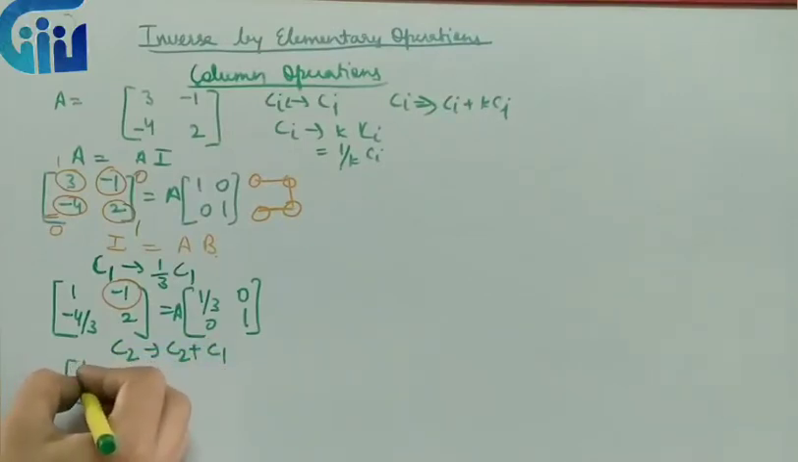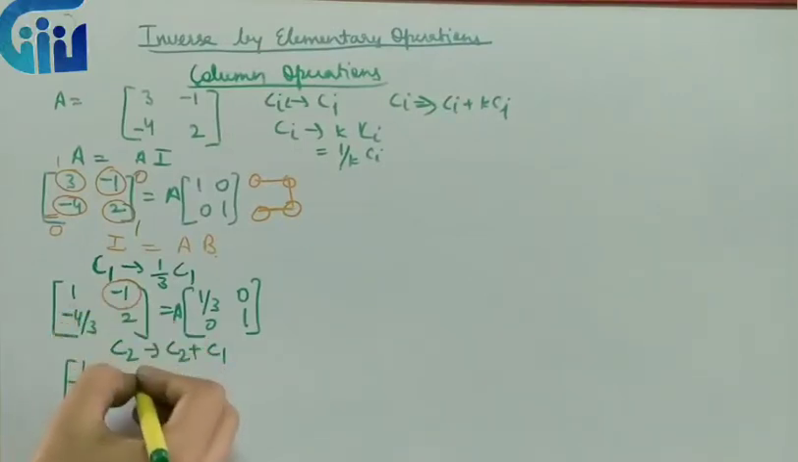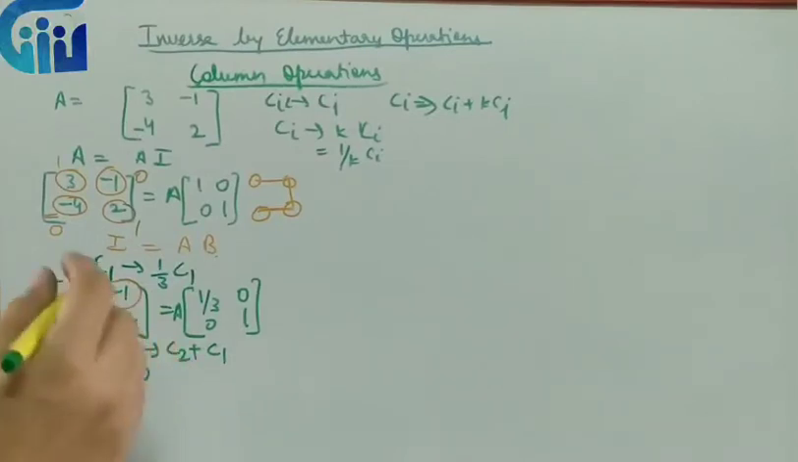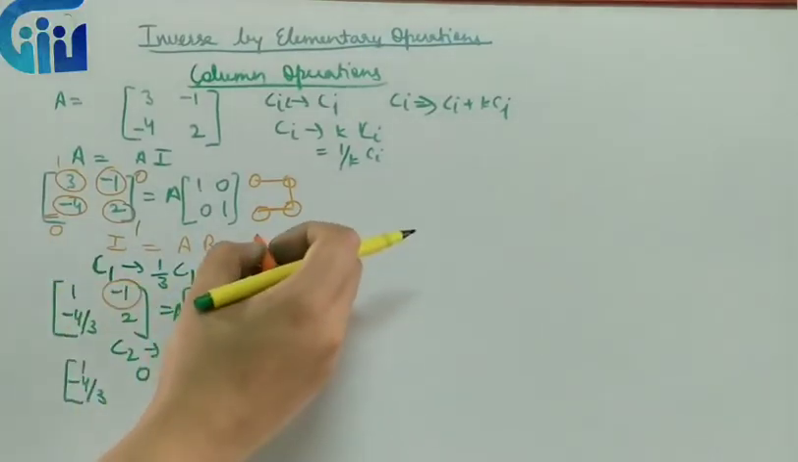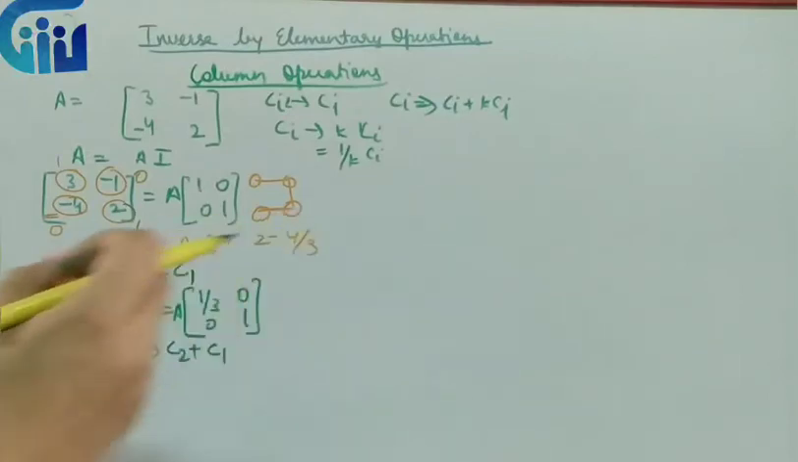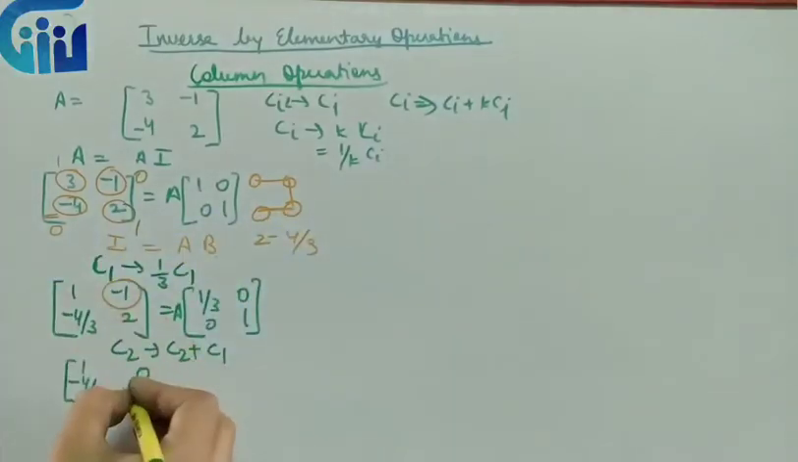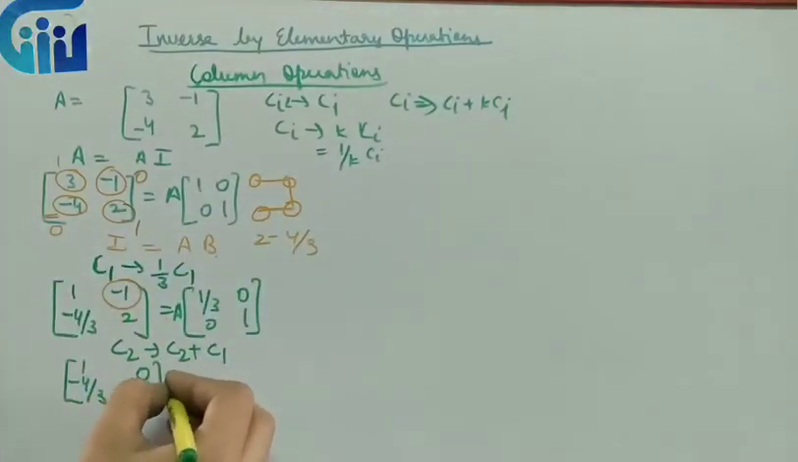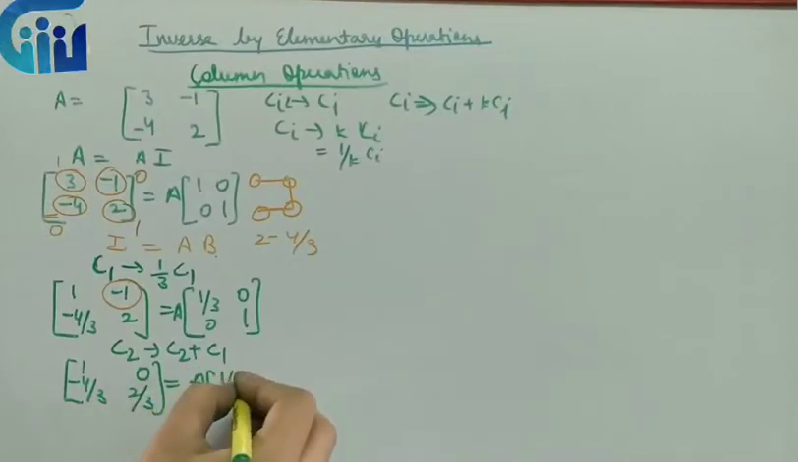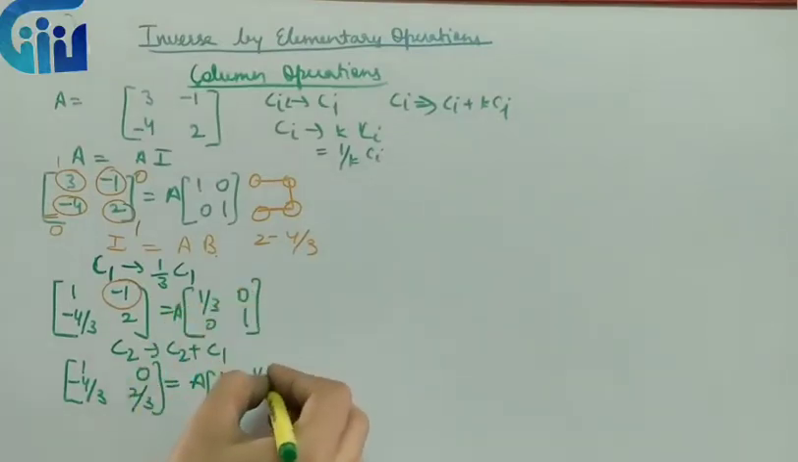So I will write C2 such that C2 plus C1. Over here C1 will be as it is. For C2, I will directly write 2 minus 4 by 3, that is 6 minus 4, which is 2 by 3. So I will get 2 by 3 over here. This is as it is. First column: 0 plus 1 by 3 is 1 by 3. 1 plus 0 will be 1.